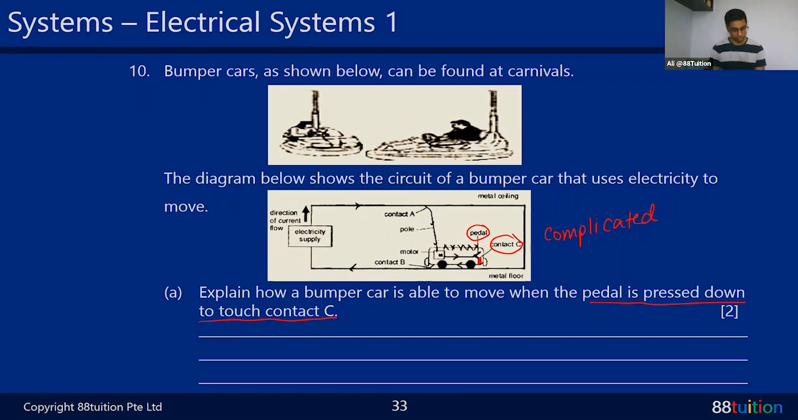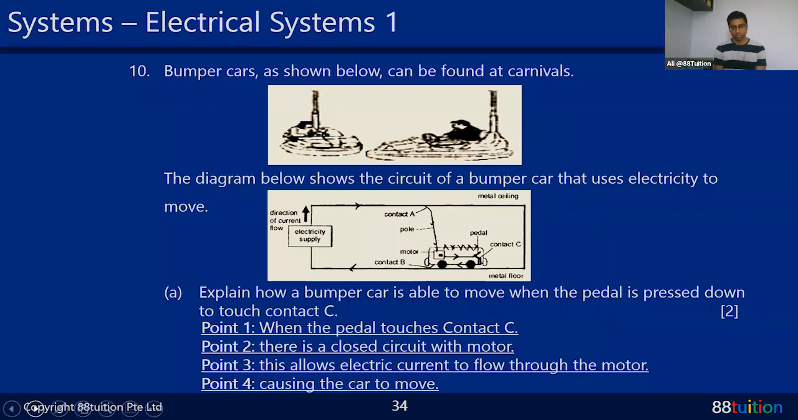Okay, enough of me talking. You know the answer already. The answer is when the pedal touches contact C, there is a closed circuit. This allows electric current to flow through the motor and therefore the car can move. This is how you explain for 2 marks. Explain for 2 precious marks. If you say explain and then you don't explain, you just say, oh, if the pedal will touch contact C, then it's not enough. You'll get probably 1 mark or not even, only half mark.